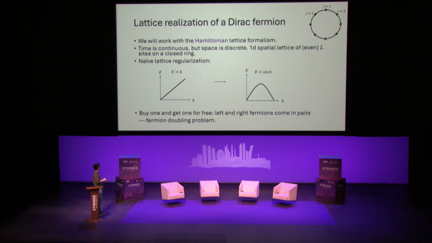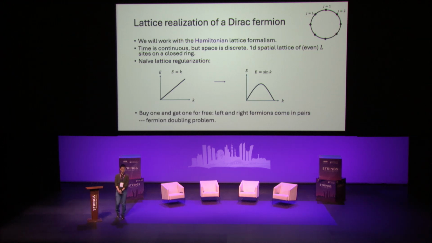In the continuum, the dispersion relation is linear. But on the lattice, the dispersion relation is necessarily periodic in the lattice momentum. The simplest periodic function you can write down is sine. And at this end of the momentum of the Brillouin zone, you get a very good approximation of the linear dispersion relation, and you get a right-moving fermion. But at the other end, it has to bend around, and you get a left-moving fermion. So the upshot is that you buy one and get one for free. Left and right always come in pairs.